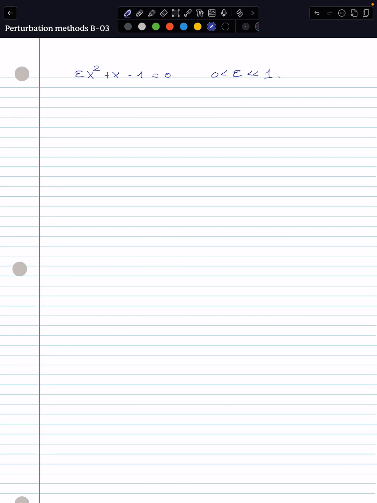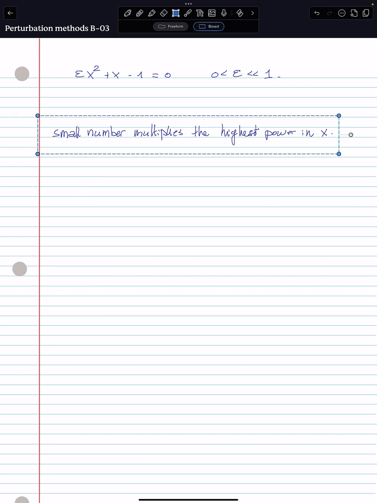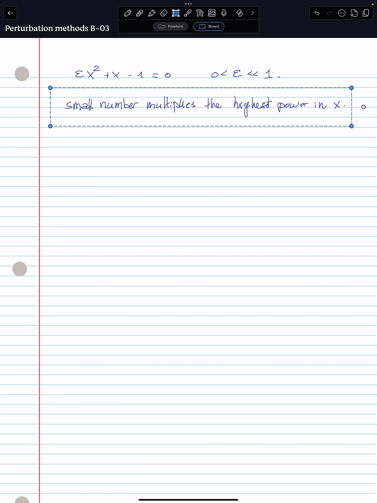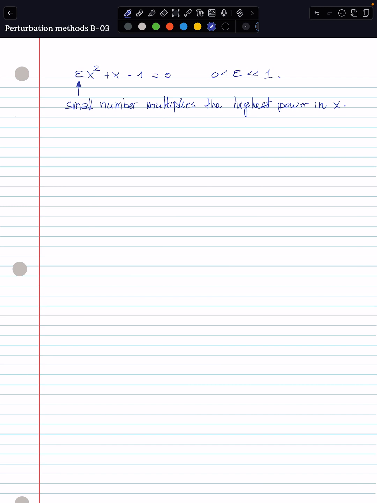So we'll keep going with another example that is seemingly very similar to the previous one, except that we have something quite interesting here: the small number here multiplies the highest power in x. You see, it acts as a perturbation of the highest power, and this is quite an important difference between this example and the one we had previously. All right, so how do we solve such a problem?